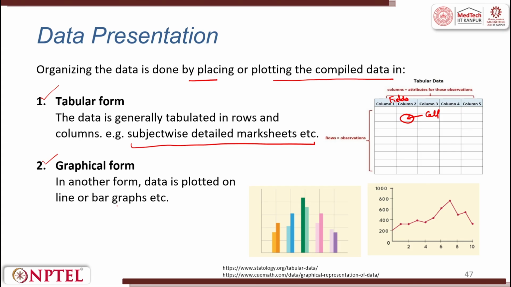Graphical form is another form, where data is plotted in the form of line or bar graphs. You see these are bar graphs, these are line diagrams. So this way data is also presented. It is said an illustration or a figure is worth 1,000 words. You tell a complete story in 1,000 words.